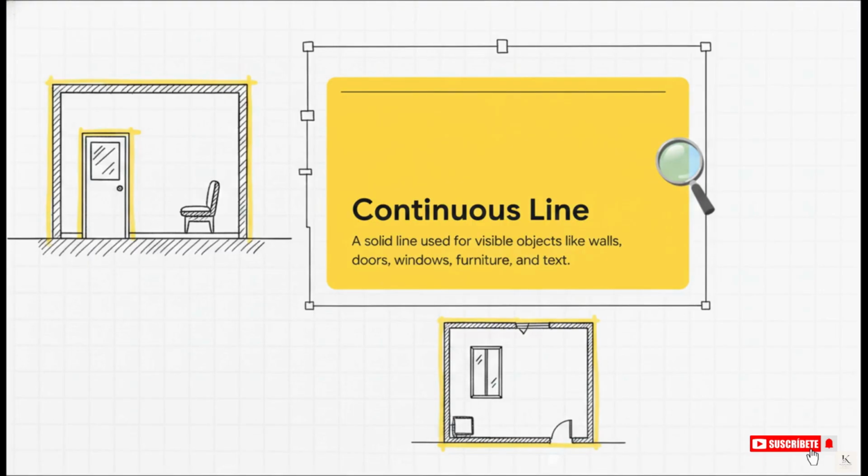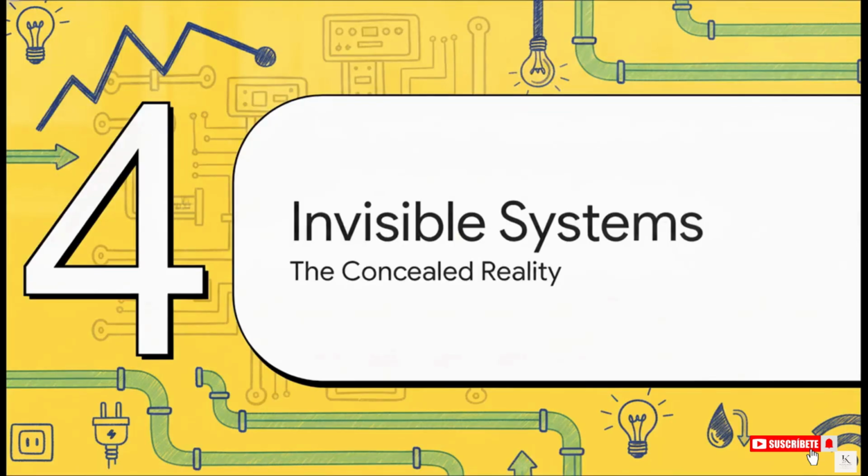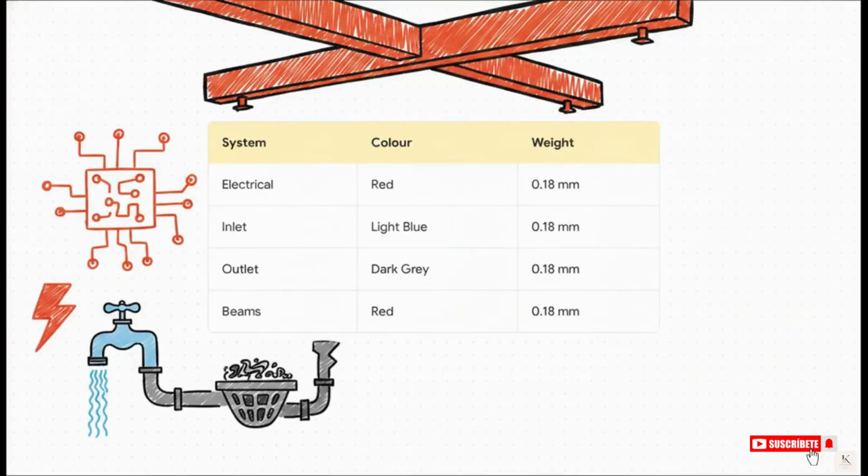Makes sense, right? All right, Section 4, invisible systems and networks, the concealed reality. As you know, a room isn't just what you see on the surface. We also need to document the hidden, vital organs of the space. Notice that electrical points, plumbing inlets, plumbing outlets, and beams all share a uniform, lighter 0.18 millimeter weight.